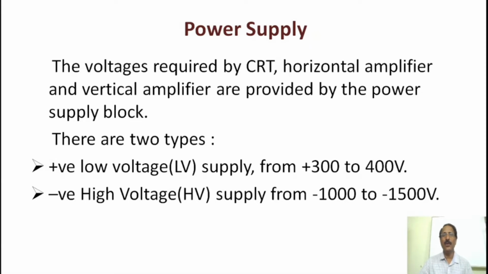The positive low voltage supply is from plus 300 volt to plus 400 volt. The negative high voltage is from minus 1000 volt to minus 1500 volt. So this voltage is passed through a bleeder resistor at a few milliampere. The intermediate voltages are obtained from the bleeder resistor for intensity, focus, and positioning controls.